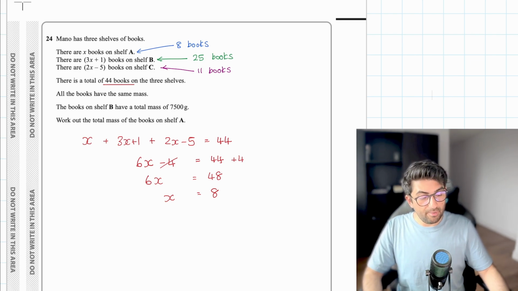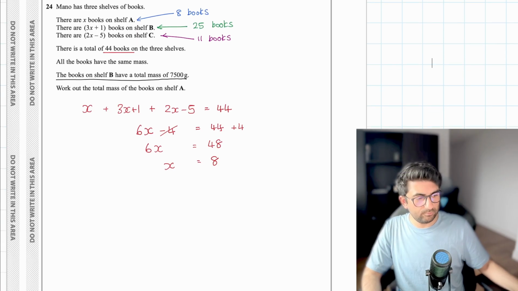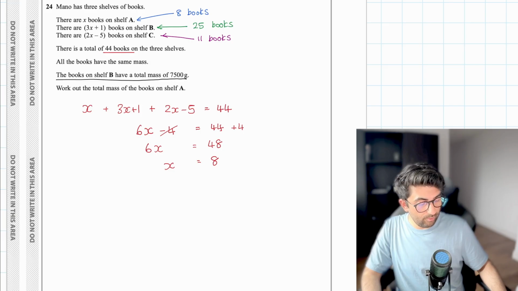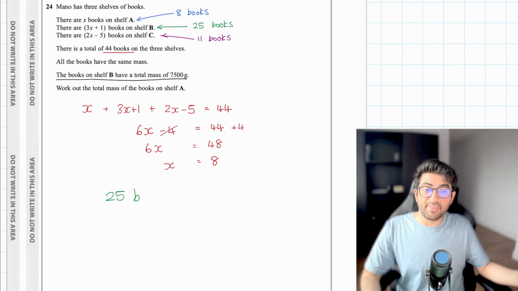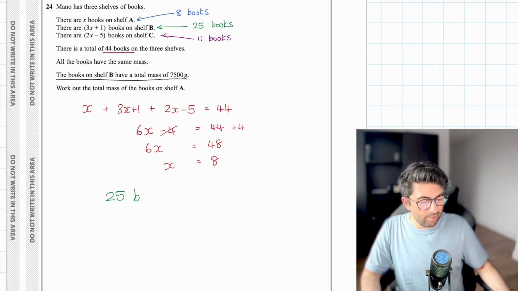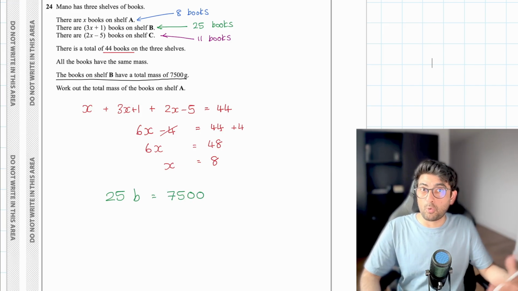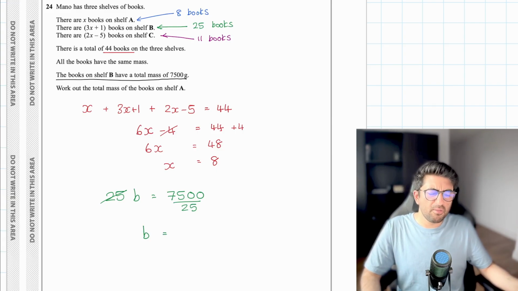It tells us that the books on shelf B have a mass of 7,500. So we're going to focus on shelf B. Shelf B is 25 books. 25 B, for books, let's say, is equal to the 7,500 altogether on that shelf. So now we can work out the value of one book, or B, by just dividing by 25. So 7,500 divided by 25. The mass of one book is 300, I think.